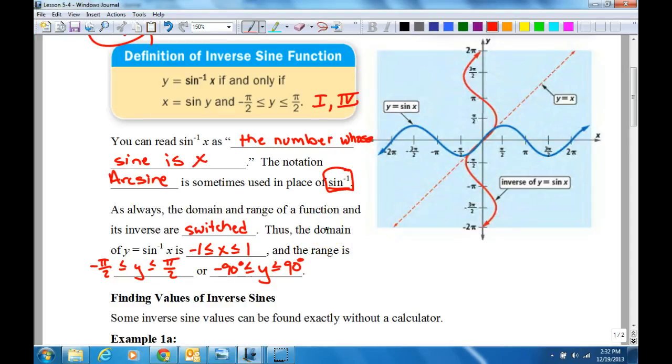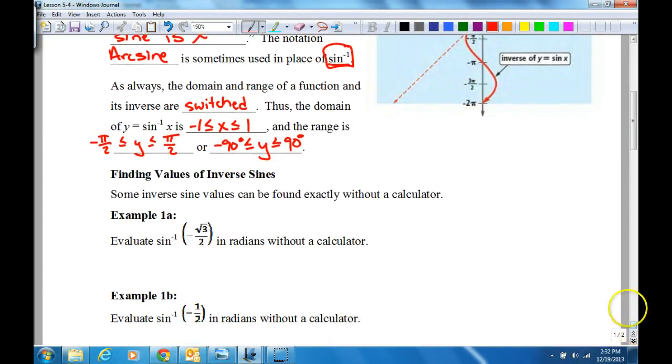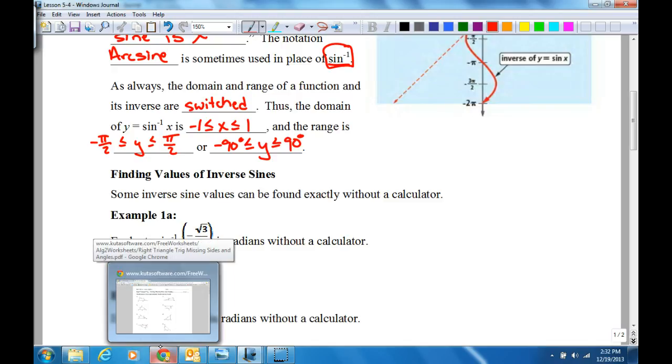When will we ever test that? In a little while. Some inverse sine values can be found exactly without a calculator. So let's look at this first example. Evaluate the inverse sine of negative square root of 3 over 2 without a calculator. What you want to do is pull out your handy dandy unit circle and look for the y value of negative square root of 3 over 2.